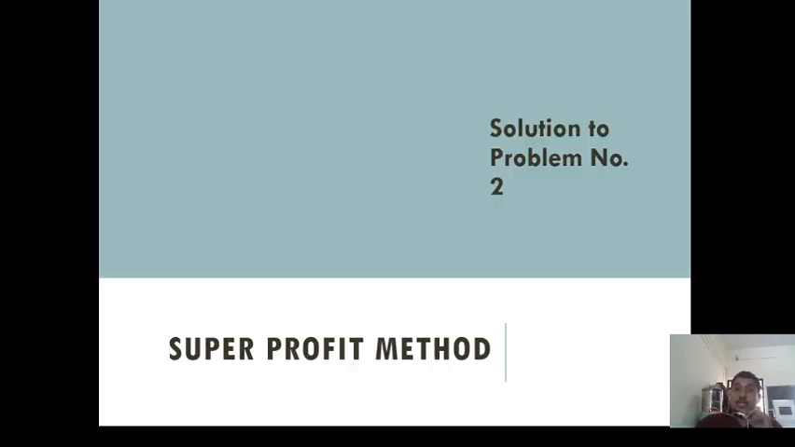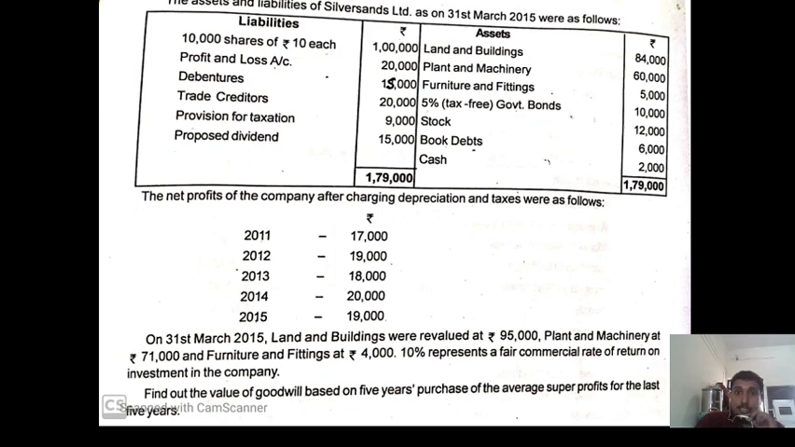And then write the name of the firm. What is the name of the firm here? Silver Sands Limited. So that is how you have to start all the problems. Start initially with statement showing calculation of goodwill. Next line, write in the books of Silver Sands Limited.